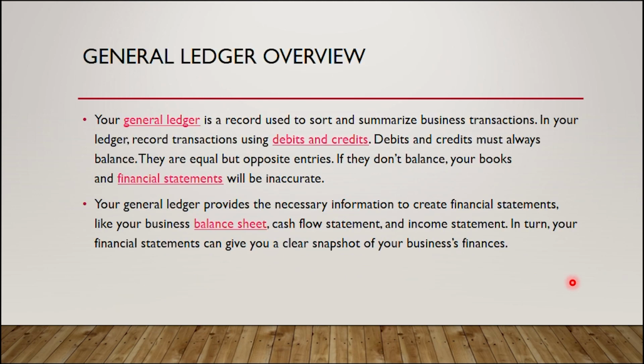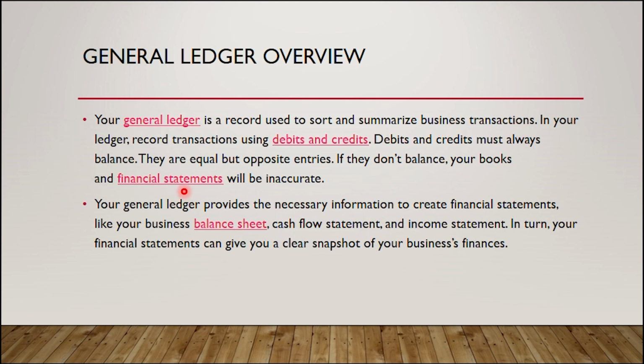Now general ledger, what is a general ledger? Your general ledger is a record used to sort and summarize business transactions. Now why do we use the words sort and summarize here? In the last slide we said that every kind of account has a similar kind of transaction. Only one kind of transaction is recorded in one account. So ultimately sorting and summarization of transactions are done.